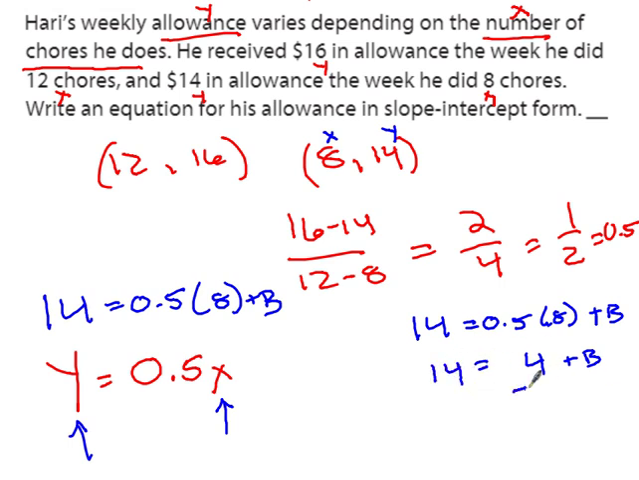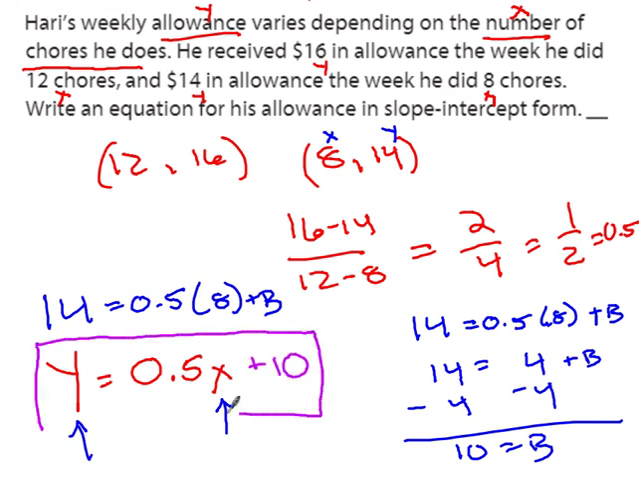So to get rid of the 4, I would subtract 4 because 4 minus 4 is 0. So I subtract 4 from both sides, and I get 10. So that means they get an initial starting allowance of $10 for doing no chores, plus 50 cents per chore after that. Okay, that's it.